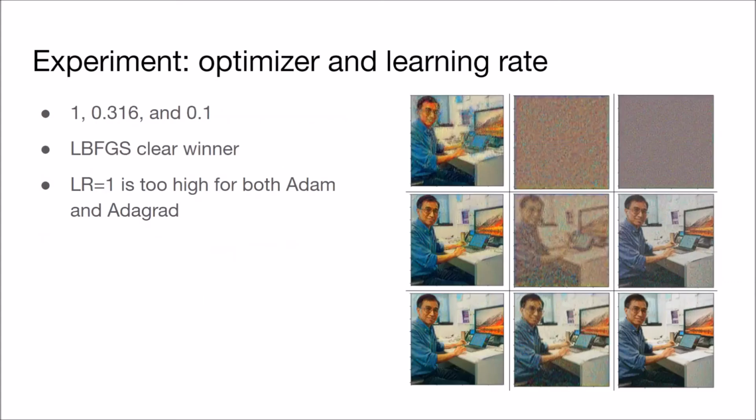Here we compare the outputs generated by each. The first column is LBFGS, and the second and third are Adam and Adagrad with different learning rates, 1, 0.316, and 0.1. So clearly, the images generated by an LBFGS optimizer are the most convincing in terms of style transfer, and for both Adam and Adagrad, LR equals 1 is too high. The optimizer skips past or misses all of the minima, resulting in this noise. And this makes sense because, in fact, the typical learning rate for Adam and Adagrad are much lower than 1.